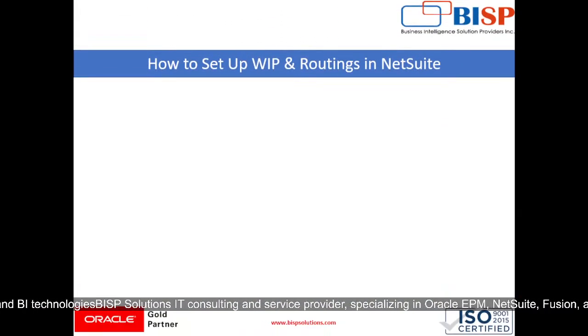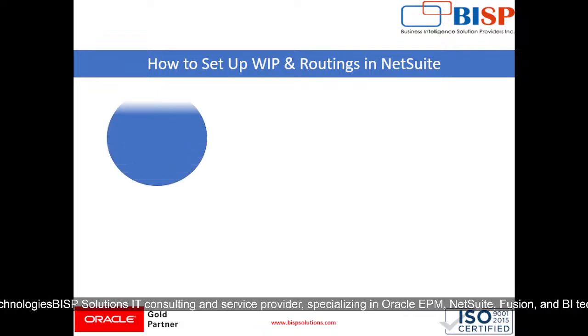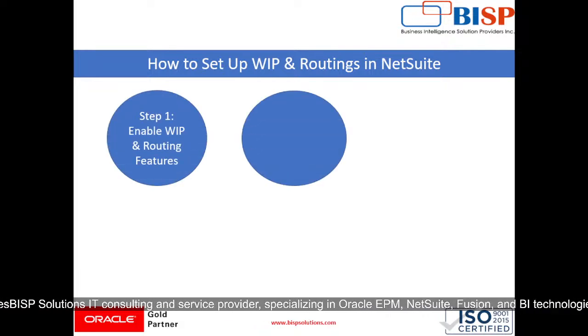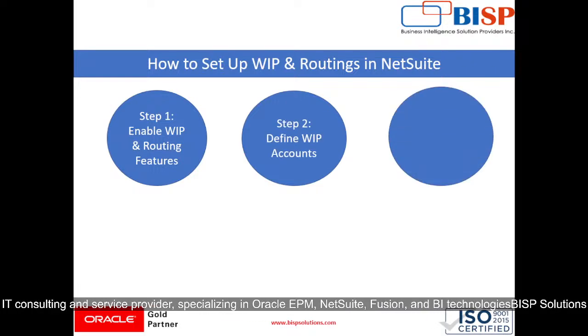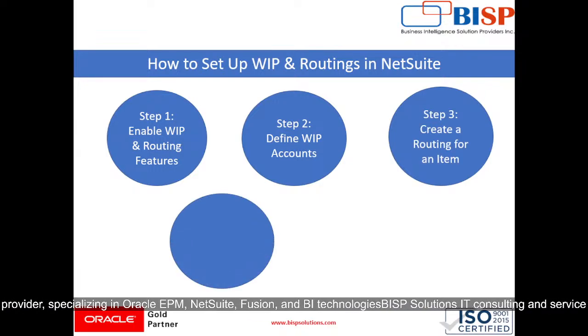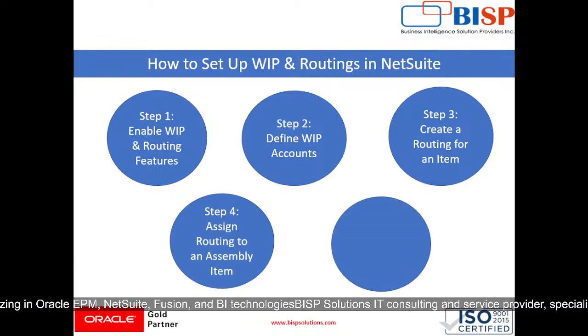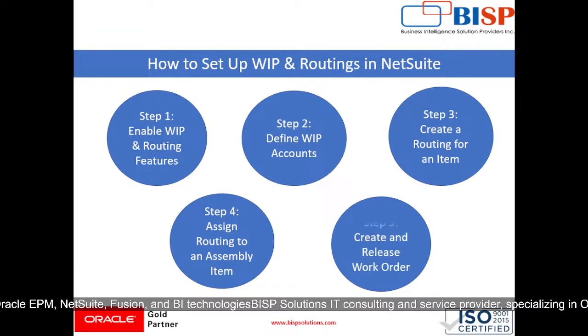How to set up WIP and routing in NetSuite? First, enable WIP and routing features in NetSuite. Then define WIP accounts in NetSuite. Then create a routing for an item in NetSuite, and after that assign routing to an assembly item. Then we have to create and release a work order for the same.